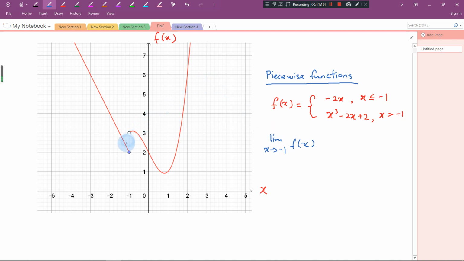Okay, so now let me break it into two parts. The limit of this function as x approaches -1 from the left hand side. So I put a small minus sign here. It means from the left hand side. Okay, what is the answer? Try to look at the graph. From the left hand side means this way. Okay, let me use another color.